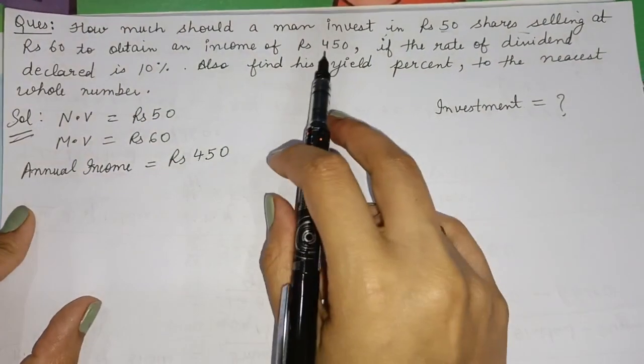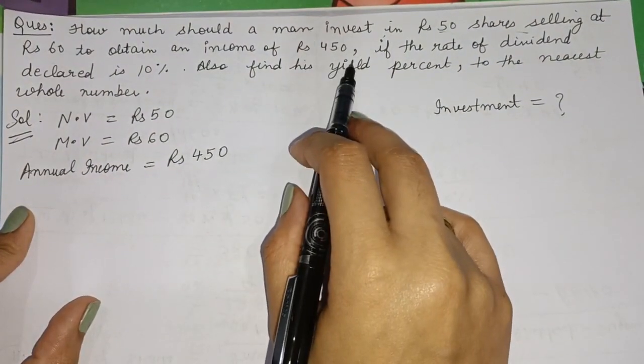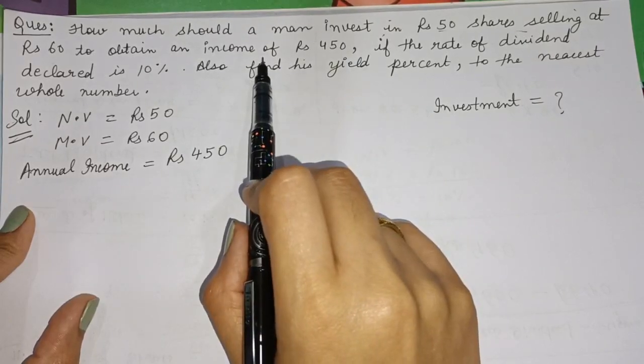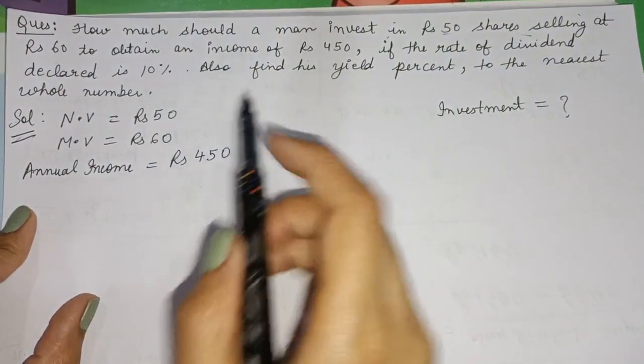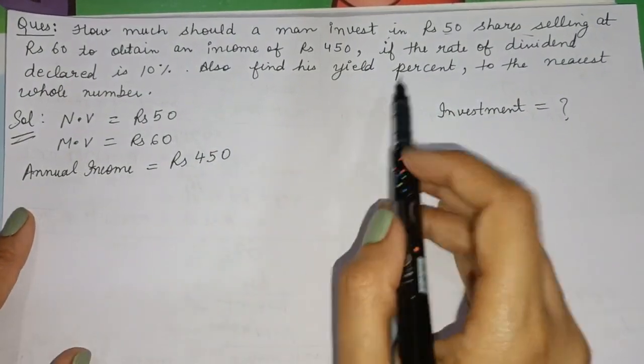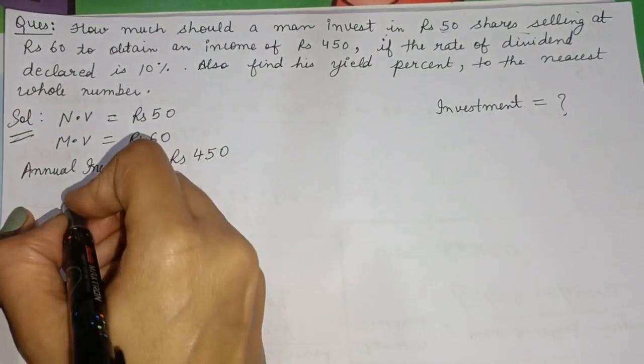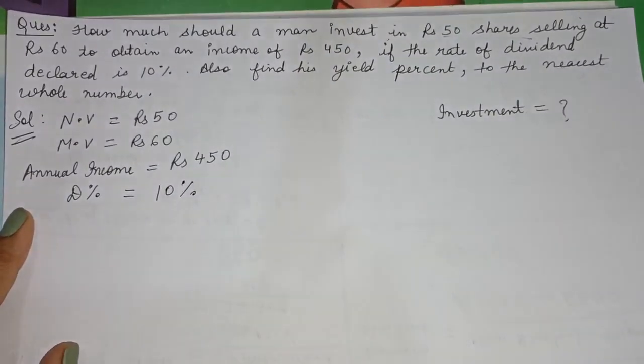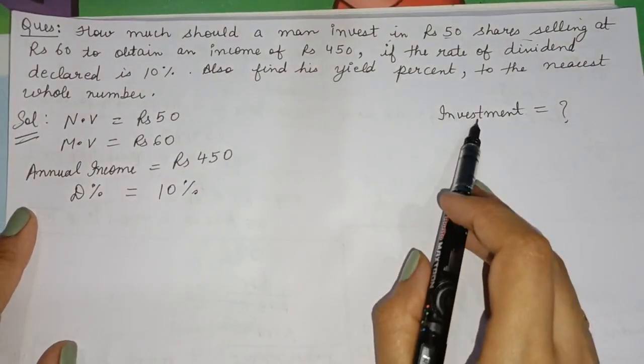Don't get confused that this income is the income on one share, because if it is an income on one share, it will be clearly mentioned. So this is an annual income or total income, you can say. Rate of dividend, that means dividend percentage is given to us, that is equals to 10%. So we have to find investment.